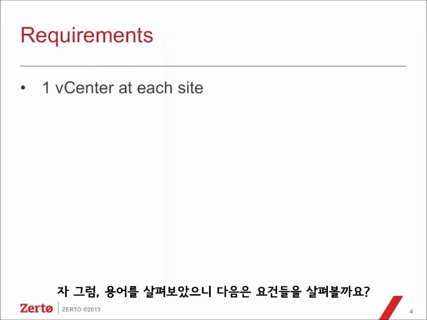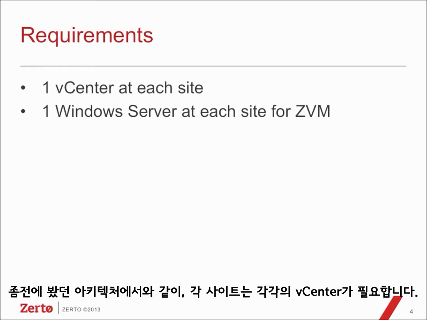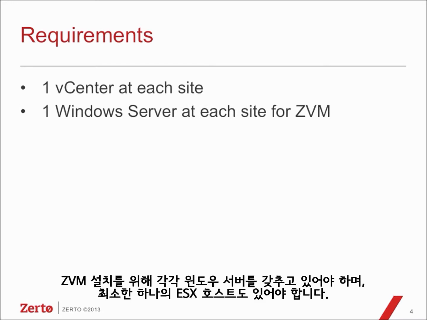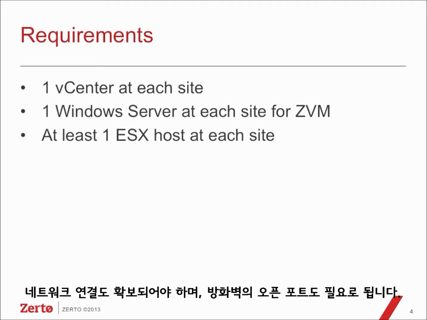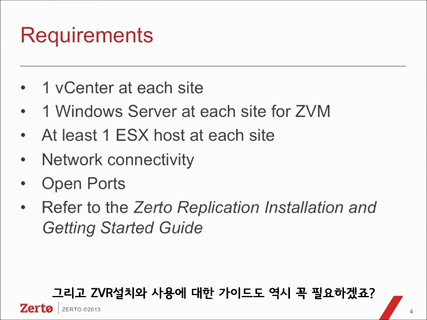Now let's look at the requirements. As we saw in the architecture, we need one vCenter at each site. We need a Windows server at each site for the ZVM installation. We need at least one ESX host at each site. And we'll also need to have network connectivity, the open ports in your firewall. And you can find all that information out if you refer to the Zerto Replication Installation and Getting Started guide.